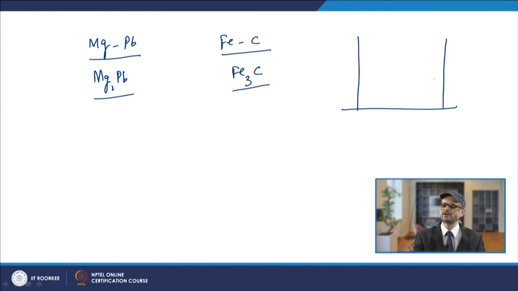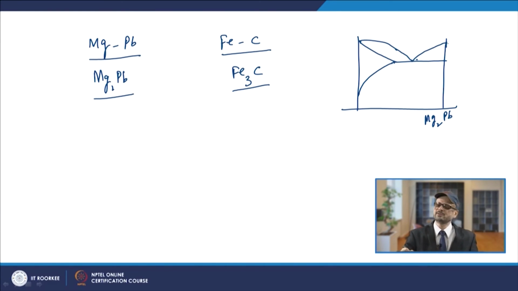Suppose in the case of the Mg-Pb diagram, what you see is that you will have such a kind of phase diagram, and then it will go further, and from here you will have this way, and then it will move. So here basically you are getting this Mg2Pb, and this vertical line basically will define this side.